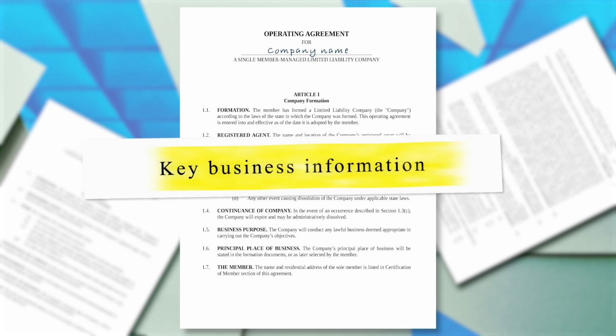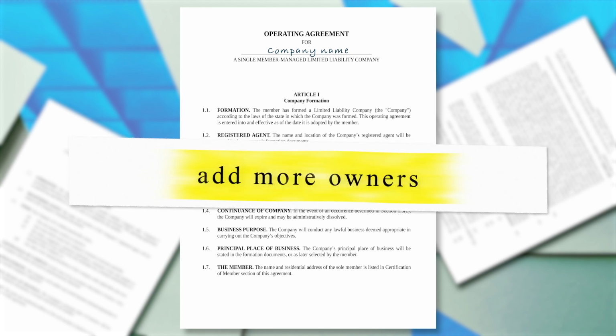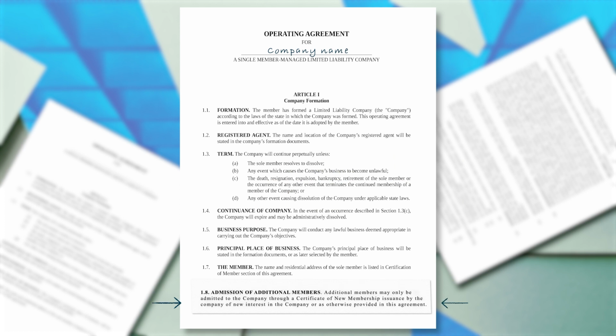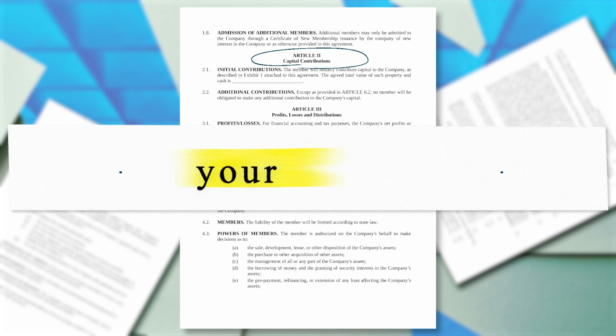information, including the situations that can end the business. Basically, you decide to end your business or your business breaks the law. This also explains how to add more owners. Because the operating agreement references your formation documents and other sections of the operating agreement for this information, there's nothing to fill out. Article 2 is all about your buy-in.